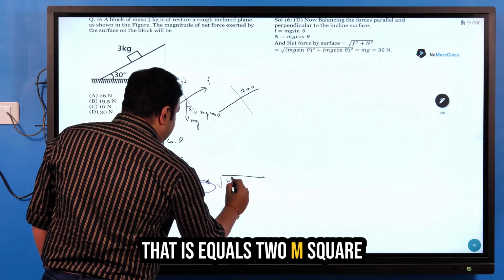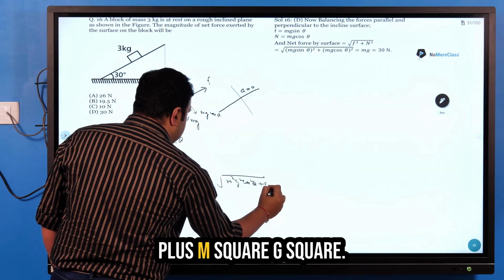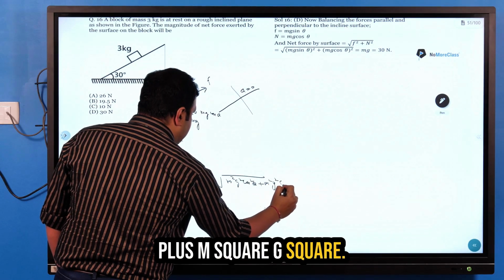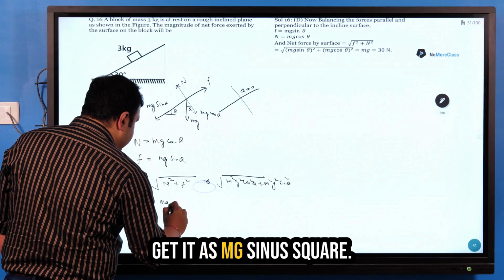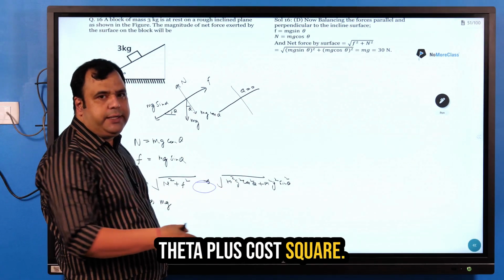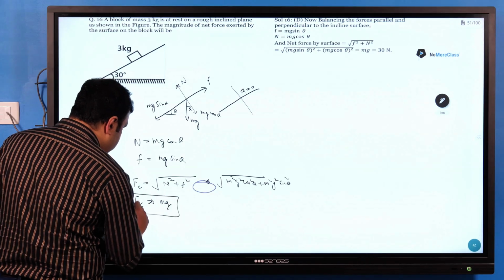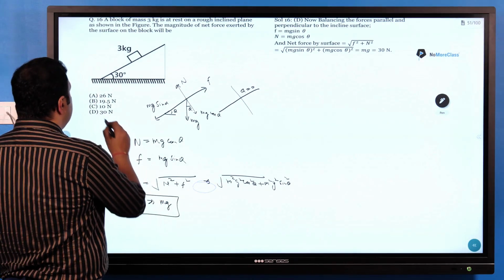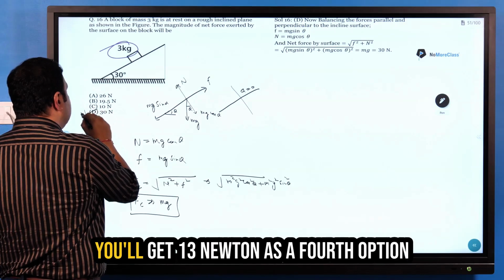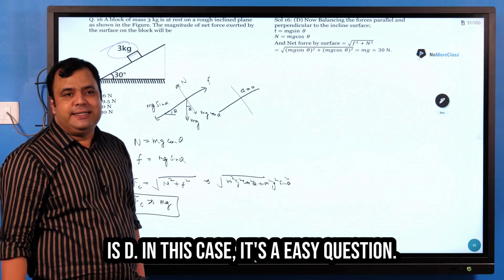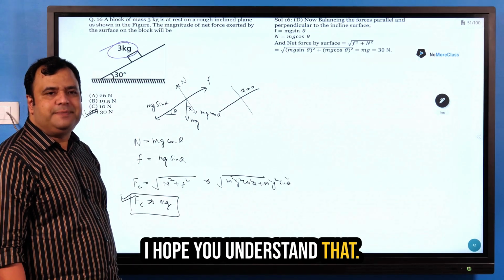That is equal to the square root of m square g square cos square theta plus m square g square sin square theta, and we'll get it as mg, since sin square theta plus cos square theta is 1. Mass is 3 kg. You multiply with g, you get 30 Newton as the force. The option is D in this case. So it's an easy question. I hope you understand that. Thank you.